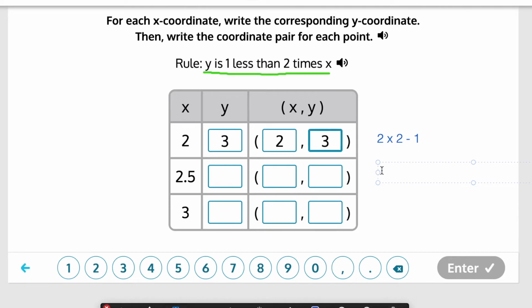For the x-coordinate 2.5, I'm going to do 2.5 times 2 minus 1. I know that 2.5 times 2 is 5, minus 1 is 4. So the y-coordinate would be 4. And the coordinate pair would be 2.5, 4. For the x-coordinate 3, I know that I'm going to do 3 times 2 minus 1. Remember, each time the rule is that I'm doing 1 less than 2 times the x-coordinate. So 3 times 2 is 6, minus 1 is 5, and the coordinate pair would be 3, 5.